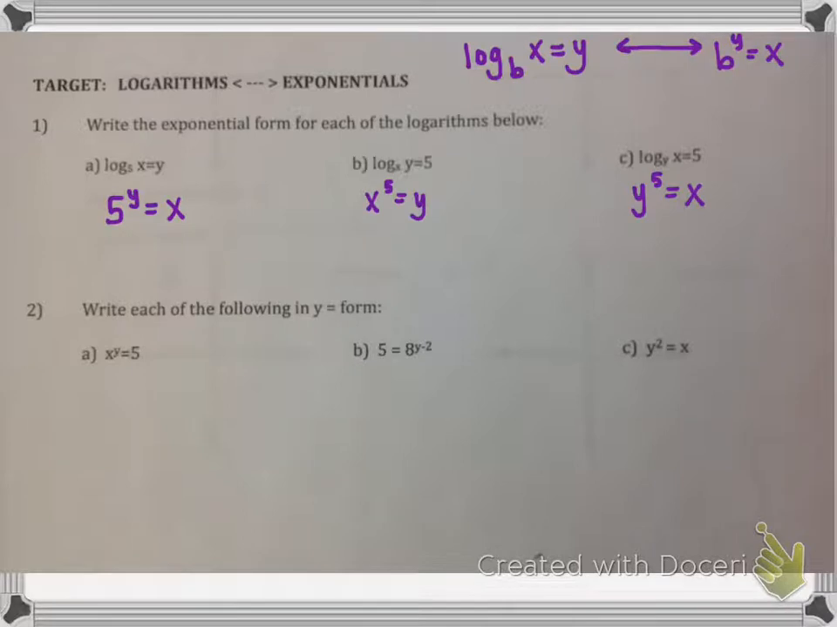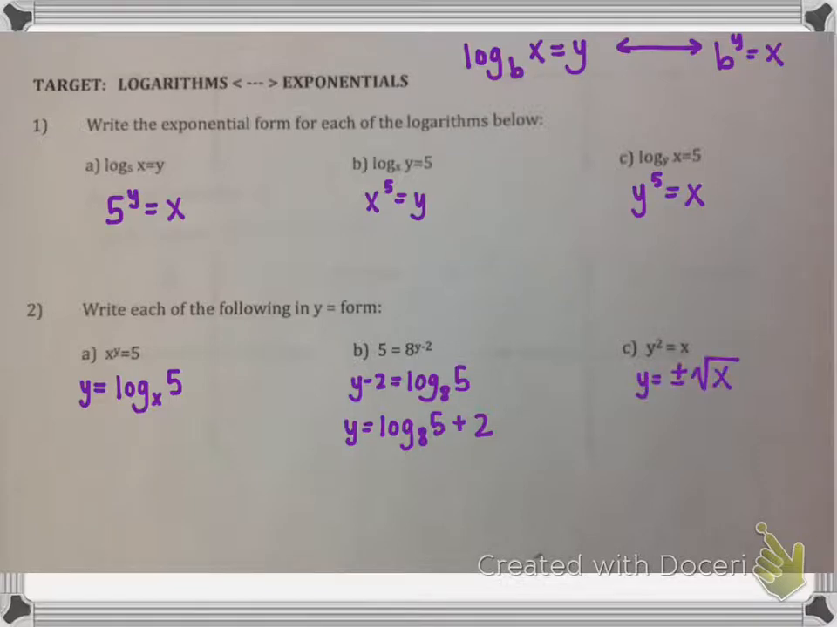Now in part 2, we have to go backwards. We're going to change from the right side of this definition and move it over to the log side. When I do that with letter A, I end up with y equals log base x of 5. With letter B, I end up with y minus 2 equals log base 8 of 5, and then to make it in y equals form, I have to add 2 to both sides before I'm done. For letter C, you don't have to use a log. All you have to do is take the square root of both sides, and don't forget that when you take the square root in an equation, you end up with plus or minus. So you get y equals plus or minus the square root of x. If you need to pause for a minute to make sure you understand that definition, go ahead and do that.